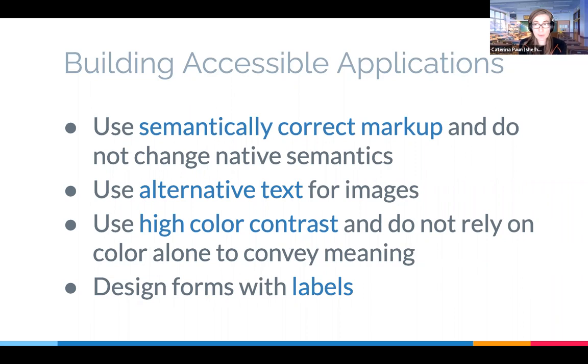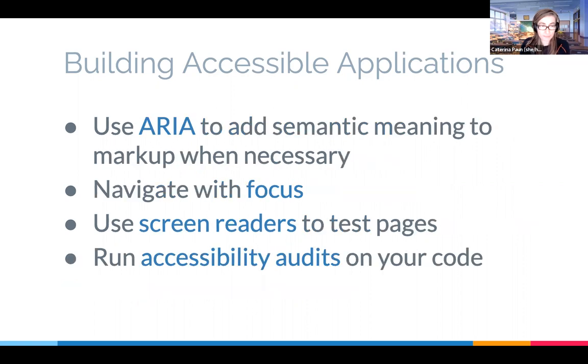Alternative text for images. This is a really important one too, and we'll see some examples. Using high color contrast and not always relying on color alone to convey meaning. High color contrast is really going to make it easier to perceive the text versus the background color or the background image. Designing forms with labels, and this means associating specific input elements with a label that's going to describe that specific element. Using ARIA to add semantic meaning to markup when necessary. When we are building custom elements or working in an older code base, and it's not possible for us to use the most semantically correct element, that's when we can start adding ARIA for extra semantics.